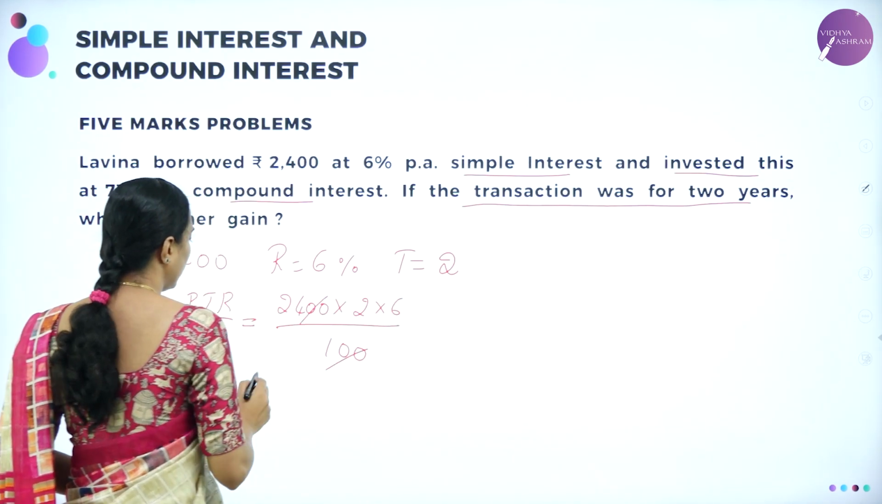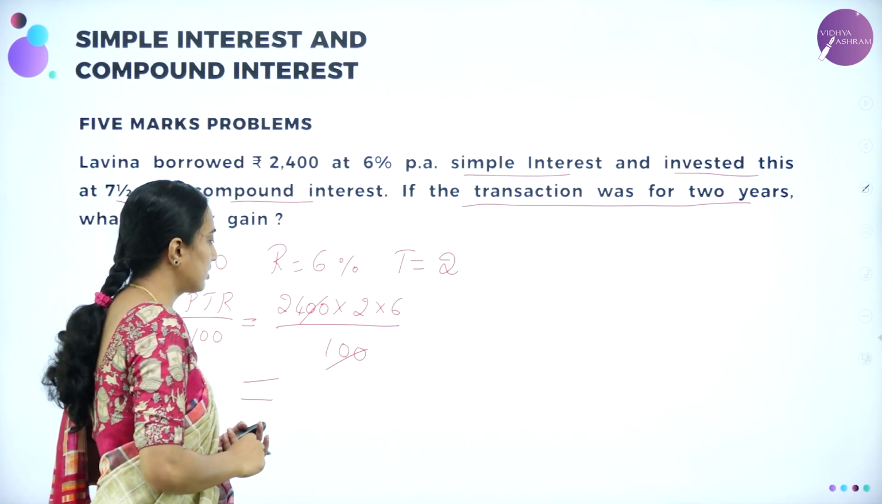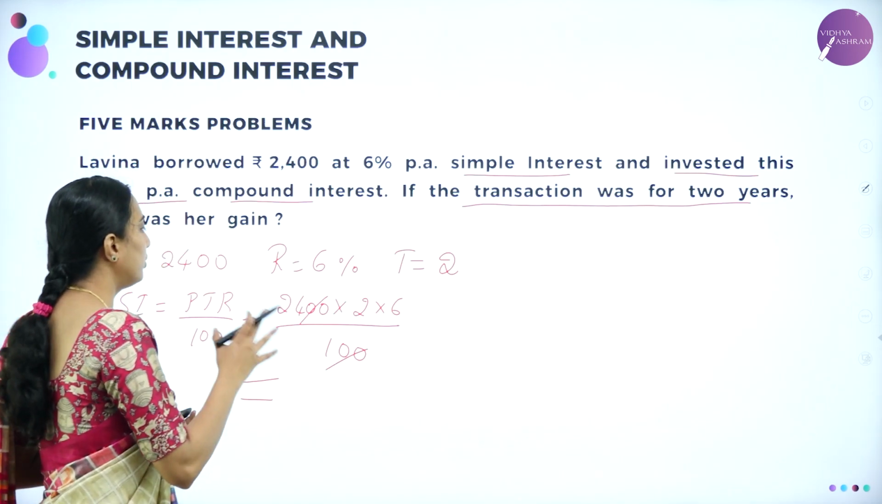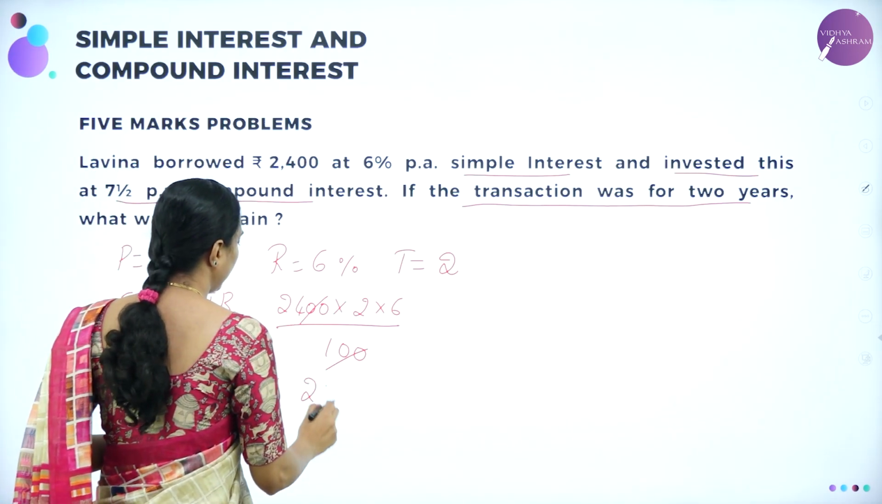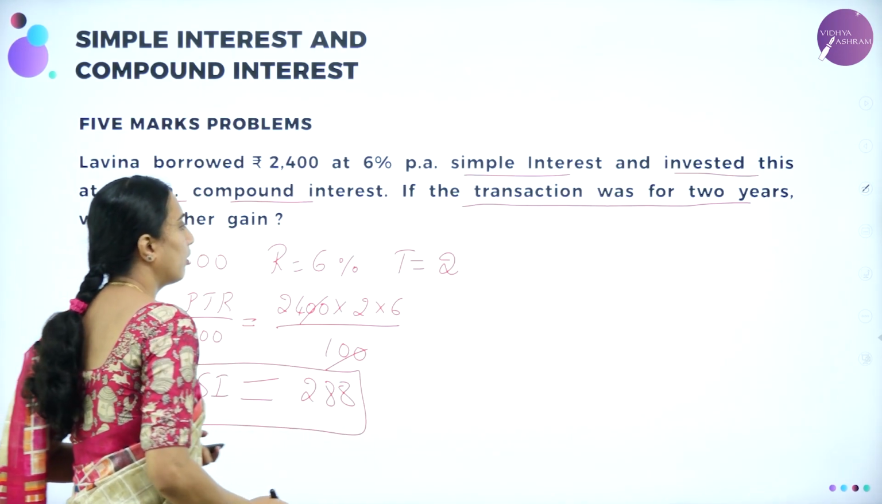So therefore this will get cancelled. You are going to remain with the answer 24 into 2 into 6. So therefore 24 into 2 into 6 is given by 288. This is your simple interest. Now let me calculate the compound interest.